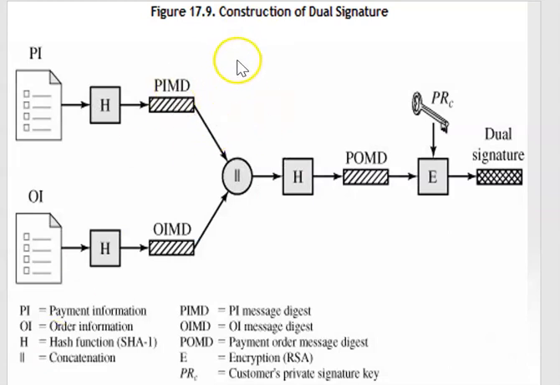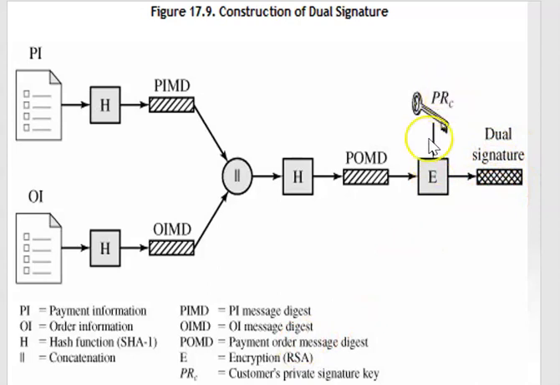So here the operation of the dual signature is being shown to you. There is payment related information and order related information. The hash is calculated over both of these, PIMD, the payment information message digest, and OIMD, the order information message digest. Both are appended, and again over this the hash is calculated. The result is called POMD, the payment order message digest. It is then encrypted using the private key, which creates the final encryption, called the digital signature.